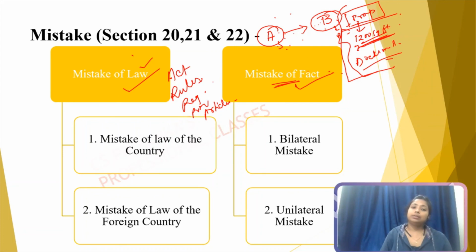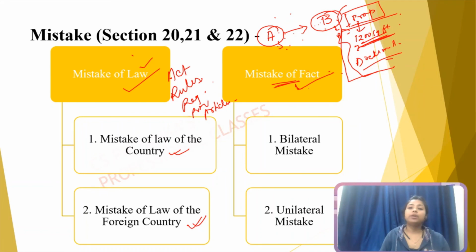Now come to the mistake of law. Mistake of law of the country. That means in whichever country you are staying, you should know the law of that country. If you don't know the law of your country, we can say it's a mistake of law. Or else if you enter into a contract with any foreigner or a party who belongs to outside India, then if you are not aware of their law, and you enter into any type of transaction with their country, then it's a mistake of law of a foreign country.